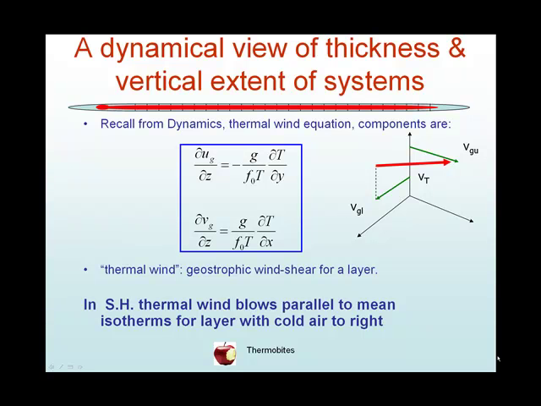Schematically, you can see on the right a lower level geostrophic wind and then an upper level geostrophic wind, and if you add the thermal wind to the lower wind, you get the upper wind. So the thermal wind is just a shear in the geostrophic wind. In the southern hemisphere, the thermal wind blows parallel to mean isotherms for a layer with the cold air to the right.